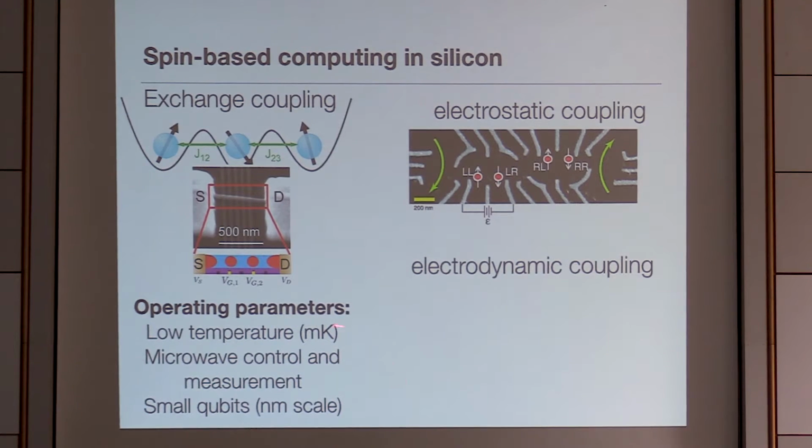We manipulate the system using microwaves, primarily. So modulation and pulses operating in the gigahertz regime. The qubits are relatively small. How do we couple them together? Well, this is actually the key question. How do you get the qubits entangled?